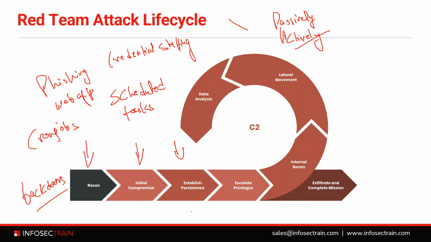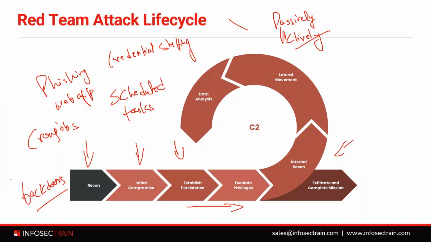Then you will escalate your privileges. Now let's say I landed on a user who's a normal user of the system in a domain, right? From that domain user or normal user, I have to escalate my privileges, right? So move from a low privilege user to system or domain admin. You will find misconfigured services, you will find kernel based exploits, and you will elevate your privileges, right? Then after elevating your privileges, you will do internal reconnaissance.